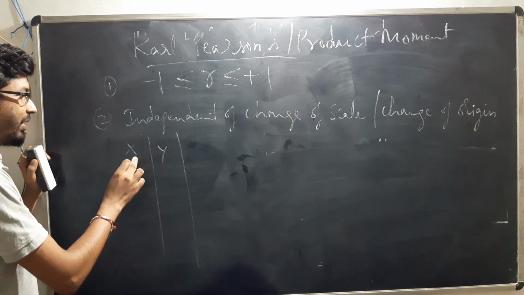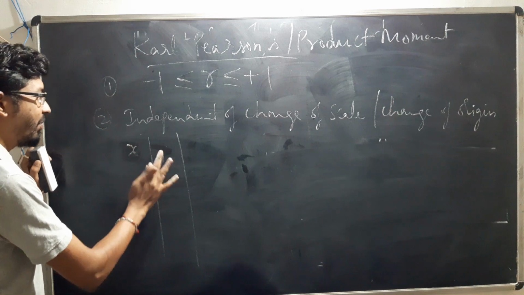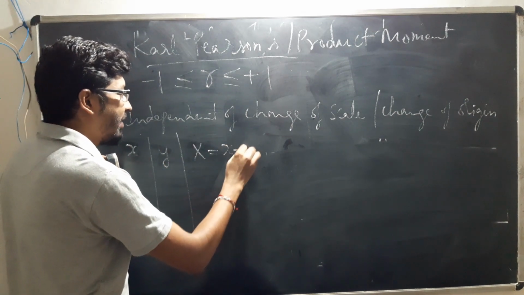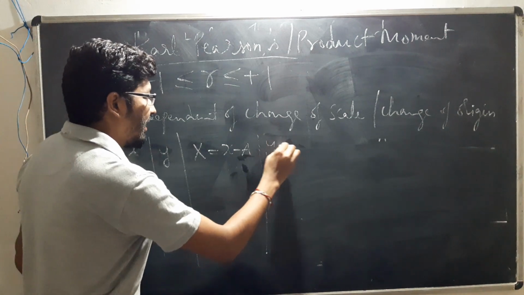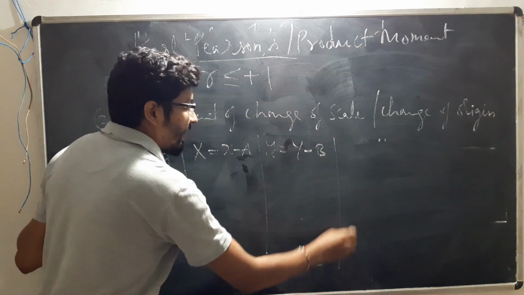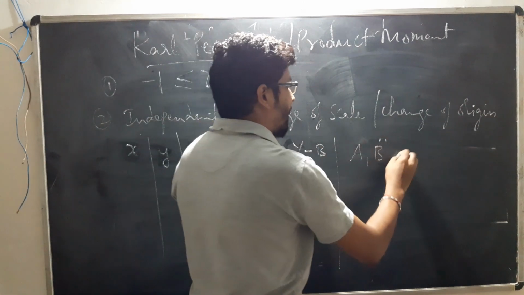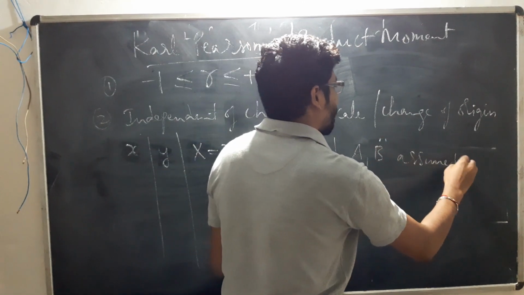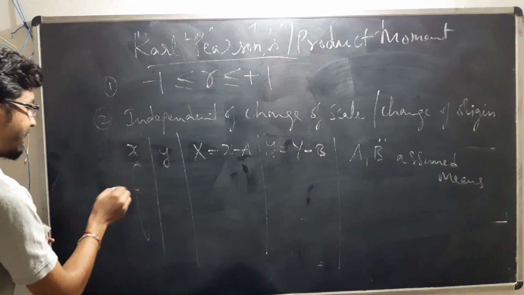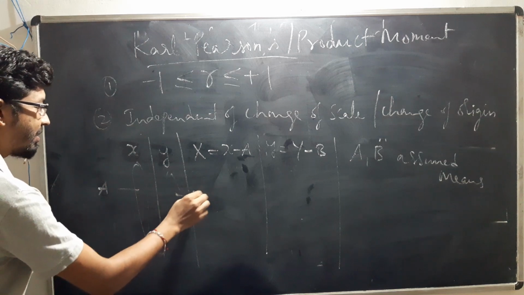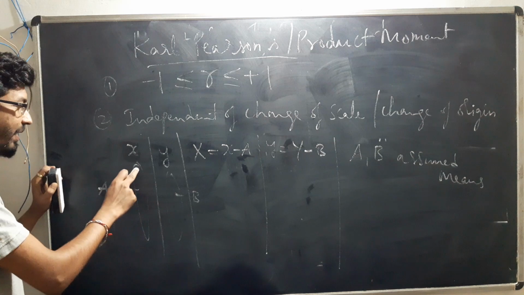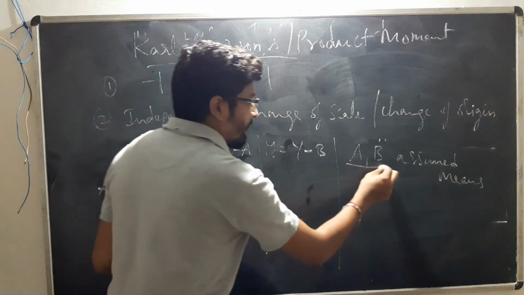Say, let me take the given values as small x and small y. We define capital X as small x minus a and capital Y as small y minus b, where this a and b are said to be the assumed means of x and y. You could pick any value of x as a, and any value of y as b. It could be the minimum or maximum or the middle value or the first value. The choice is yours.